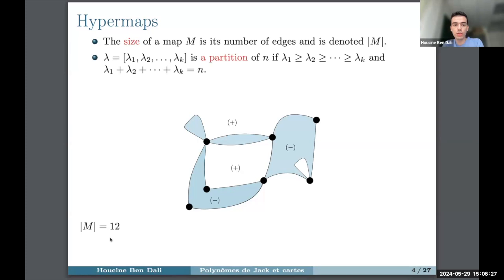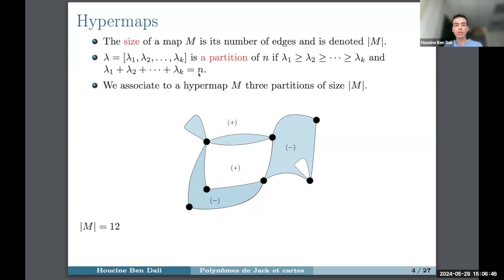information about the map by assigning to it partitions, integer partitions. A partition is a decreasing finite sequence of integers, and we say that a partition lambda is a partition of n if the sum of the entries of lambda gives n.